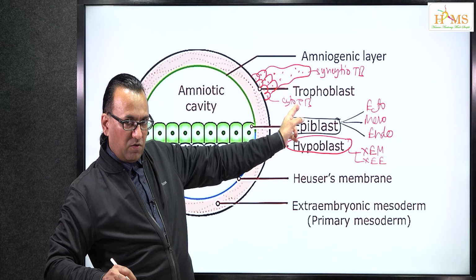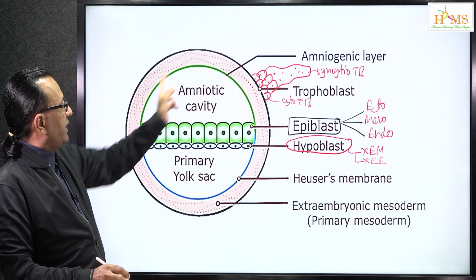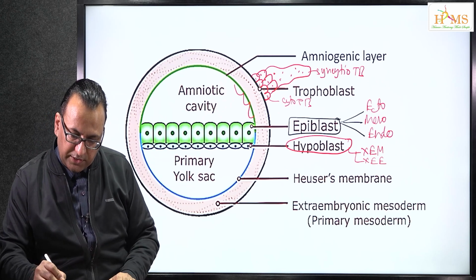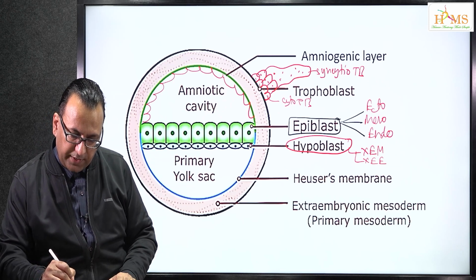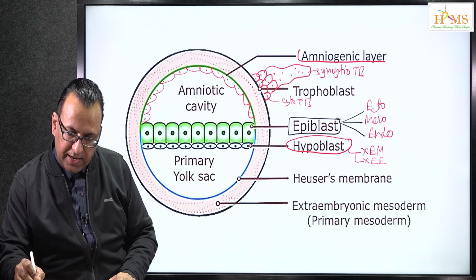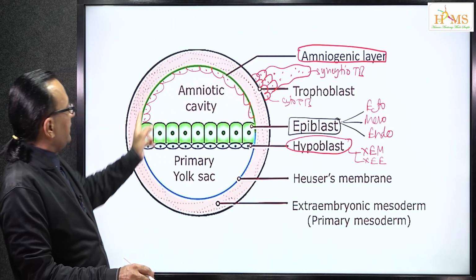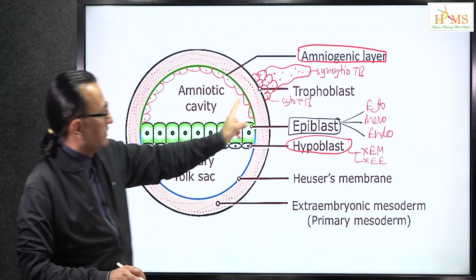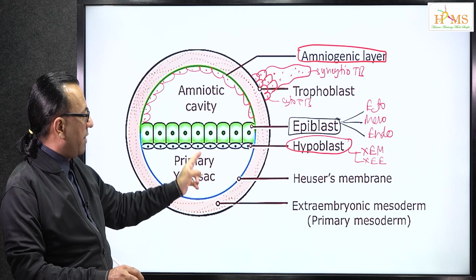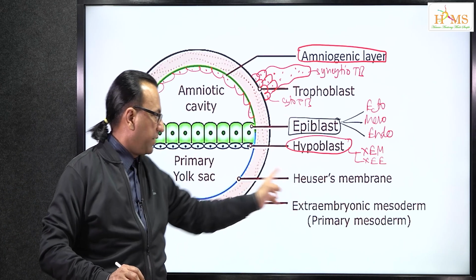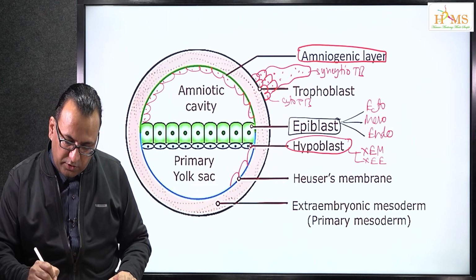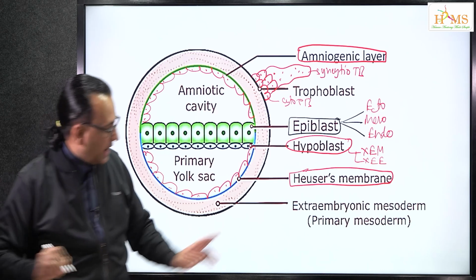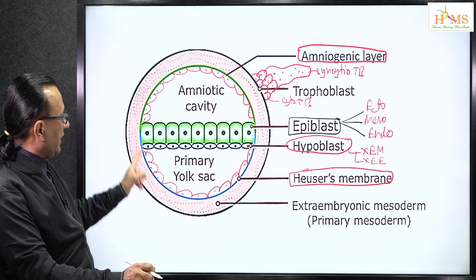These trophoblasts are also contributing to the amniogenic cell layer, as seen here. You can mention the trophoblasts are forming the roof and lateral wall of the amniotic cavity, contributing to the amniogenic layer. This amniogenic layer, which lines the roof and lateral wall of the amniotic cavity, is contributed by the trophoblast cells. Then what about the lining of the primary yolk sac, called Heuser's membrane? This Heuser's membrane is contributed by the hypoblast cells. As you will notice, here is Heuser's membrane, lining the primary yolk sac, contributed by these hypoblast cells.